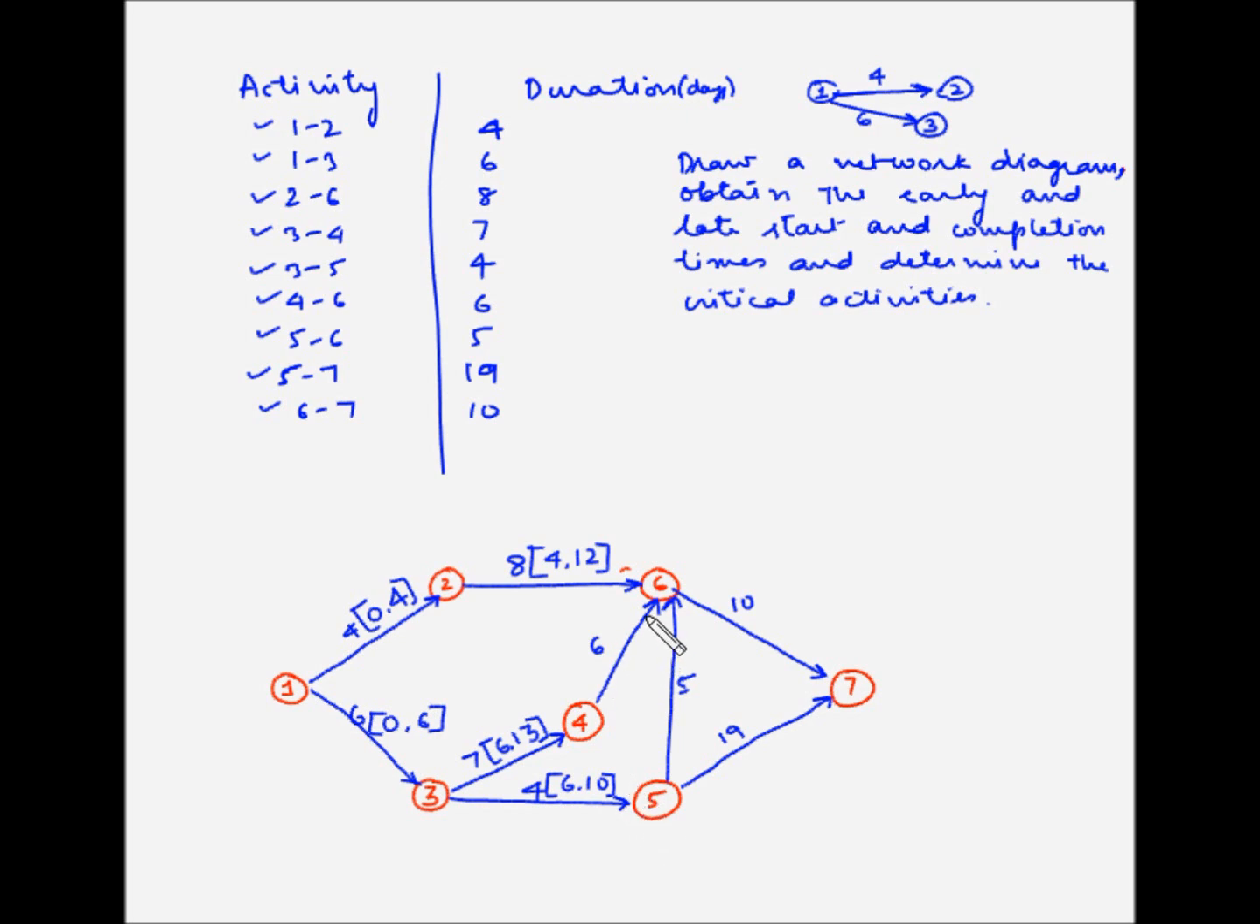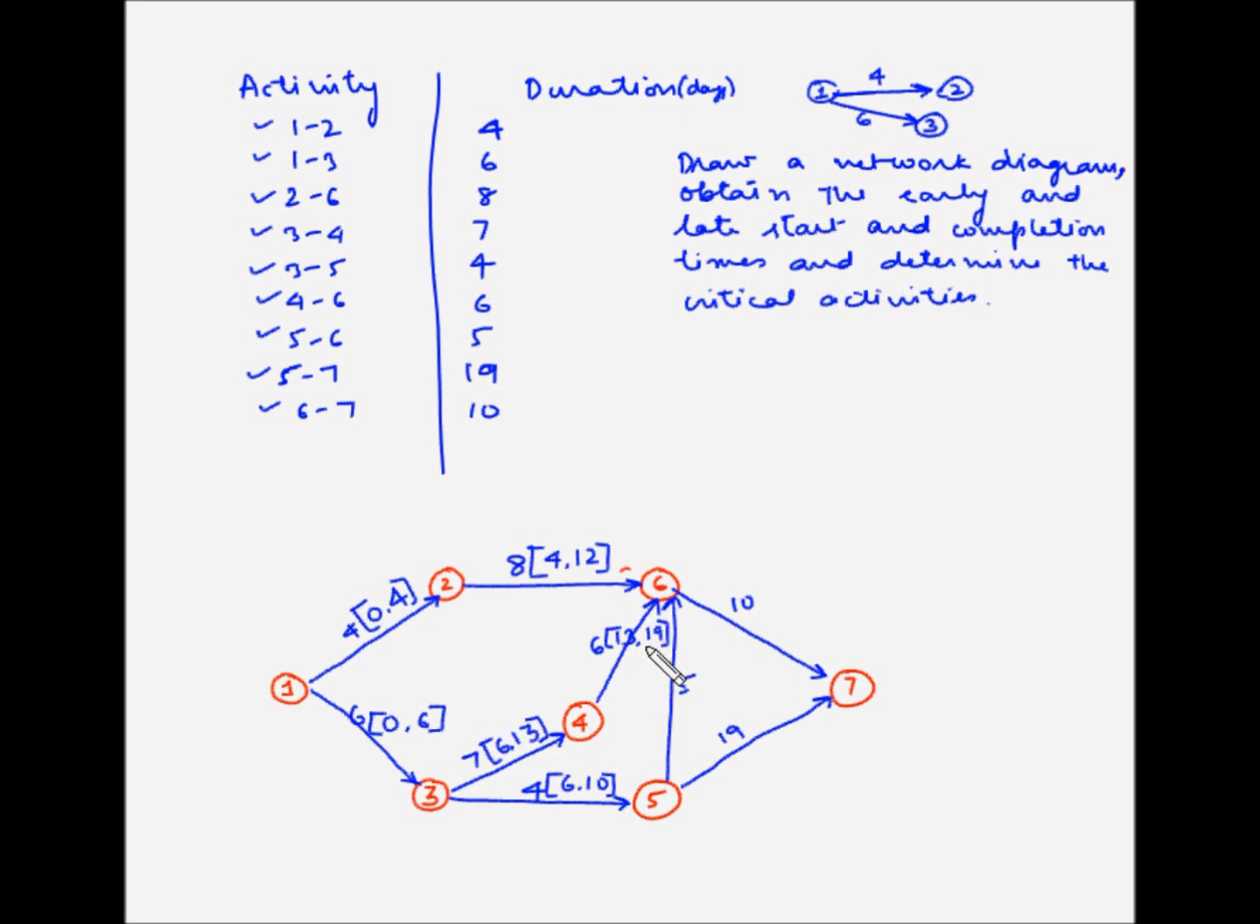Activity 4-6 depends on the completion of activity 3-4. Activity 3-4 finishes on the 13th day. So activity 4-6 can start only after that and it takes 6 days to finish this activity. So 13 plus 6 is 19.